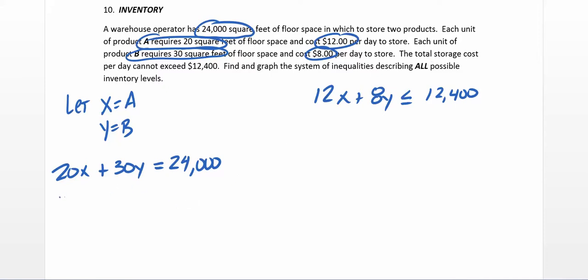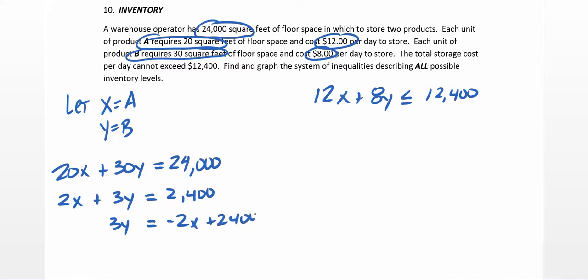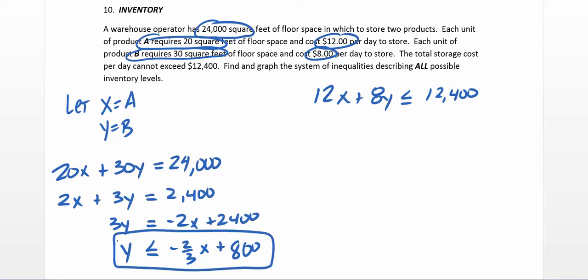So I'm going to divide by 10, so that gives me 2x plus 3y is equal to 2,400 in this case. That means 3y is now equal to negative 2x plus 2,400. So then y has to be less than or equal to negative 2/3 x plus my 800 here, when I divide 2,400 by 3. So this is my inequality for my y value when I solve for x and y in my square footage case.